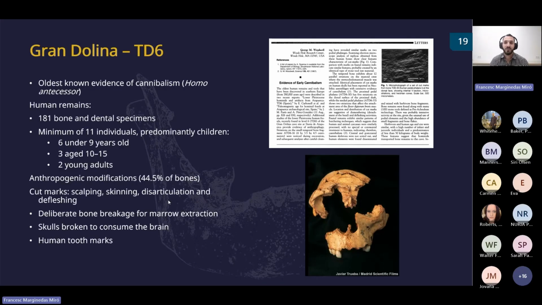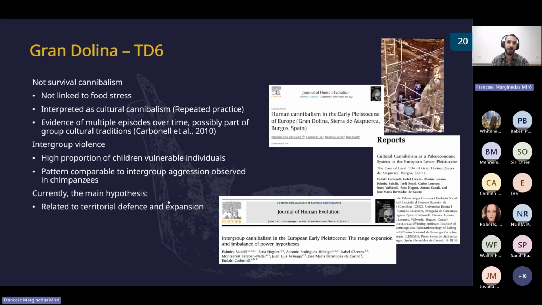And around 44% of these bones show human modifications, including cut marks, bone breakage for marrow extraction in the case of long bones. For skulls, the skulls were broken to have access to the brain. And then we have also human tooth marks. This cannibalism evidence was not for survival, but interpreted as cultural exocannibalism.